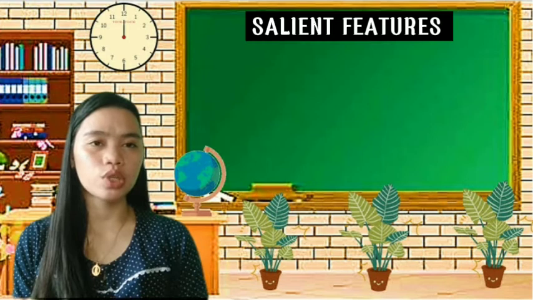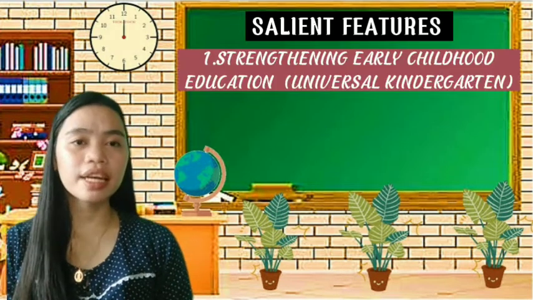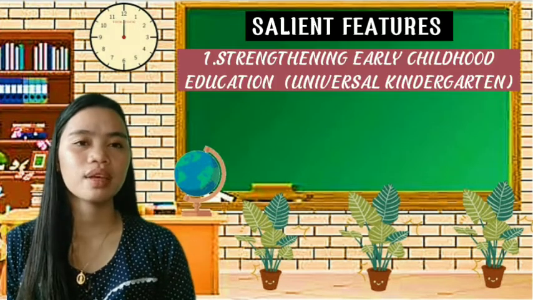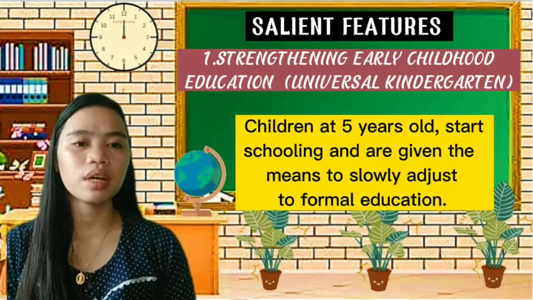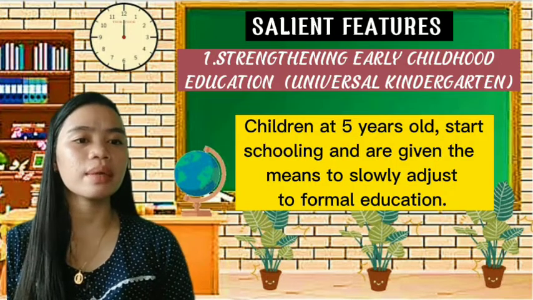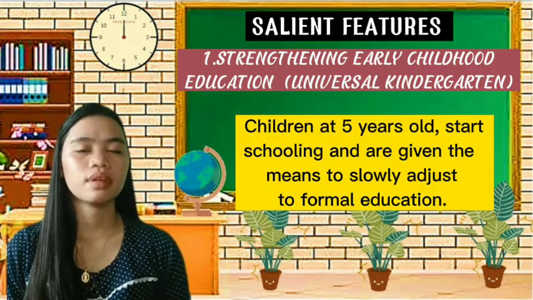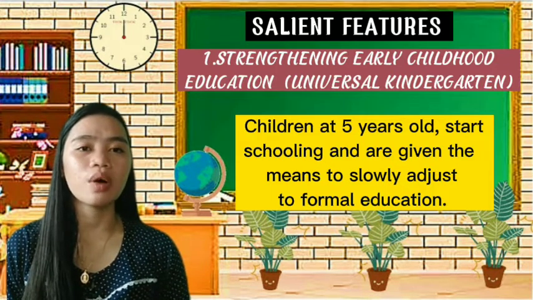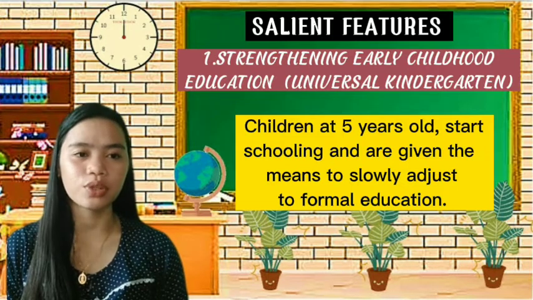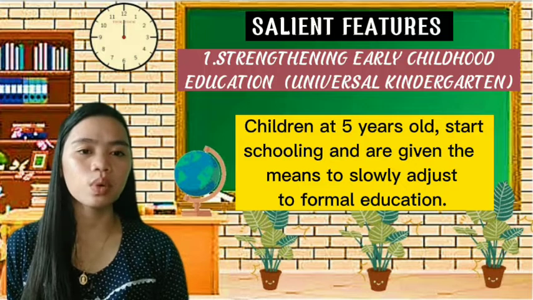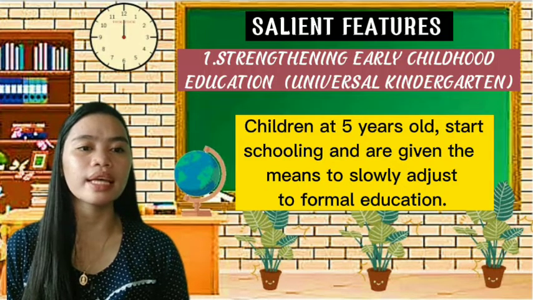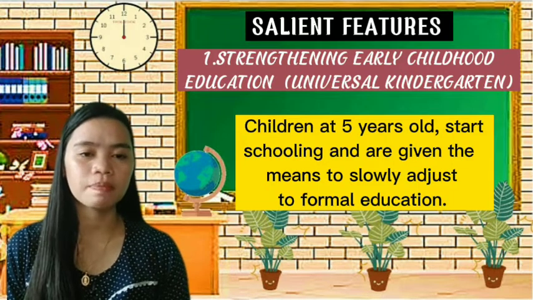Salient features of the K-12 curriculum: strengthening early childhood education. Children at 5 years old start schooling and are given the means to slowly adjust to formal education. So every Filipino child now has access to early childhood education through universal kindergarten.